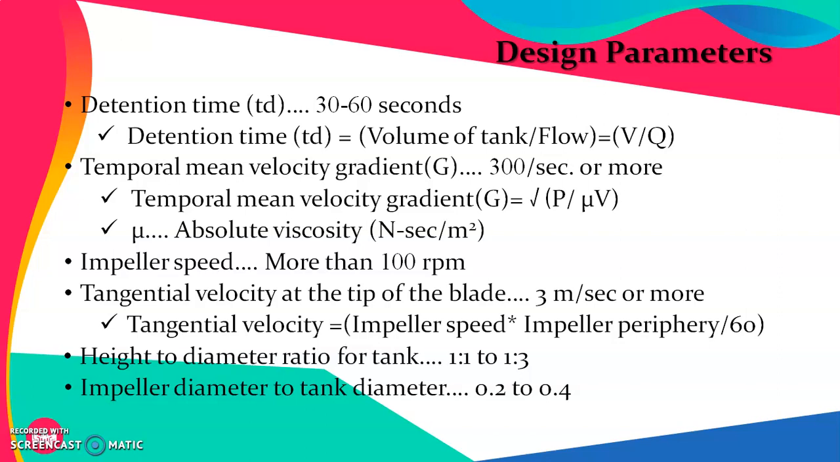Next is the impeller diameter to tank diameter. It should be in a range of 0.2 to 0.4. It means that the impeller diameter should be 20 to 40% of the overall tank diameter.